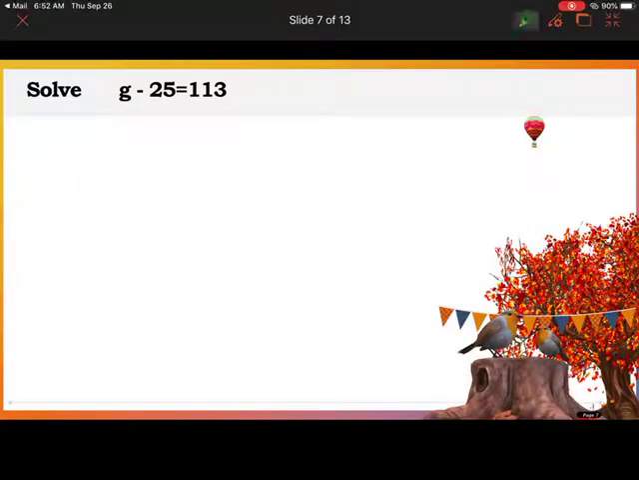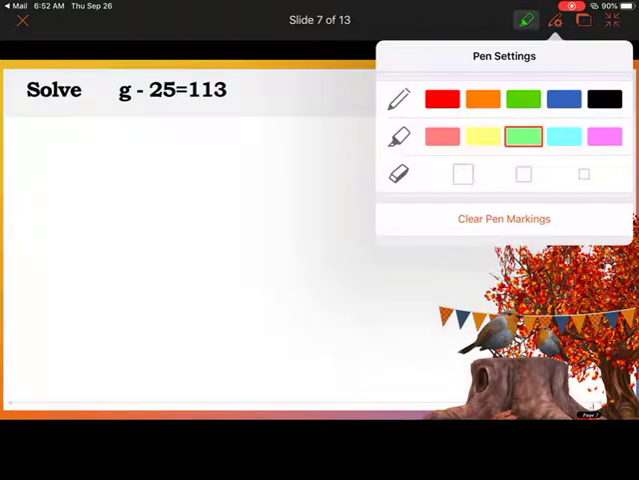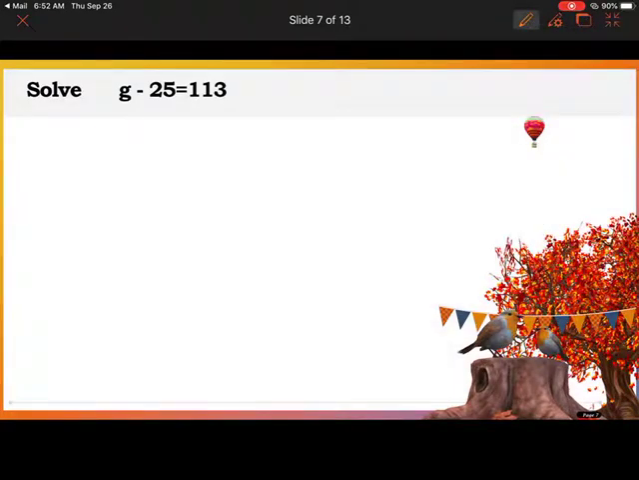So we're going to solve G minus 25 equals 113. The first thing we want to talk about is we've been looking at this symbol for a couple weeks, and this could either be called minus or negative 25. Well, I have to do the opposite of that because I want to get this variable by itself. So we want to isolate the variable here because we want to know what G equals. Well, the opposite operation of subtraction is addition, so I add 25 to both sides.